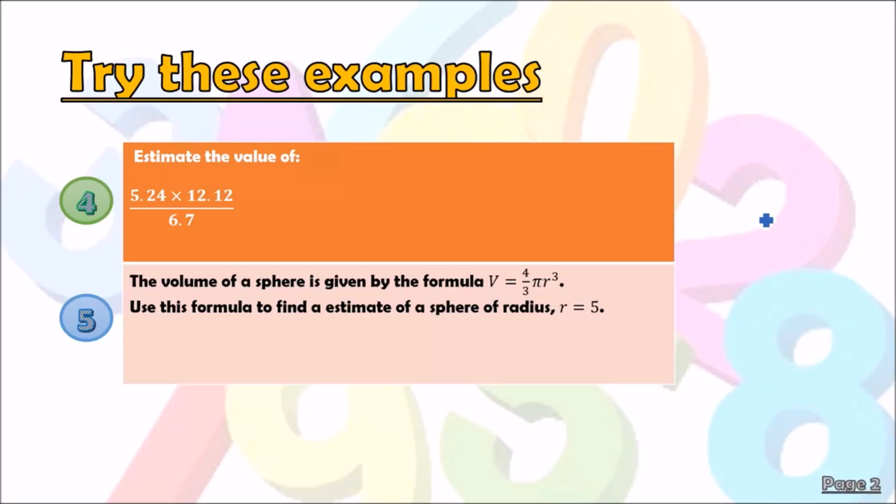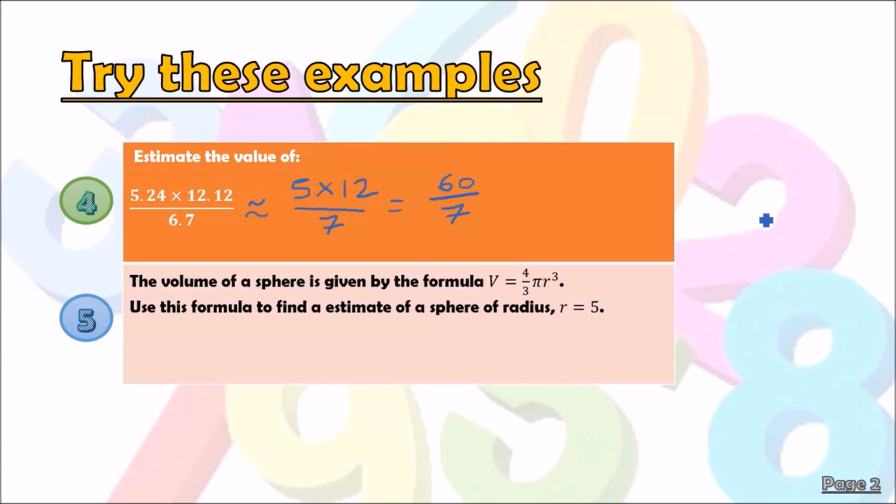Again, using the fact that you can round to one or two significant figures, we could neatly say that 5.24 is 5, times 12.12, we can just say 12, over 6.7, can round up and we get 7. So what we have here, 5 times 12, we should know this times table, is about 60, over 7. And here we go, guys. I mean, you can, of course, solve this further, but I think this is good. Okay, now, let's do the next part.